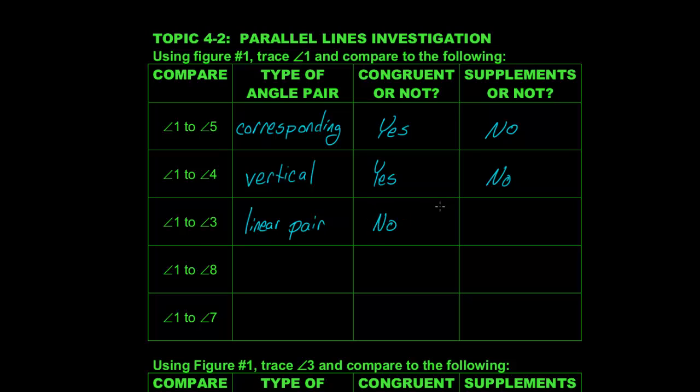Now, are those two congruent? In this instance, no, they are not. They can be in a special occasion. If they're both equal to 90 degrees, then a linear pair can be congruent, but in this case, no. And are they supplements? Well, a linear pair, by definition, we do know that they add up to 180, so yes, they are supplements. All right, 1 to 8.